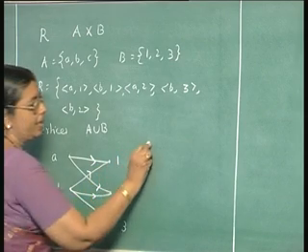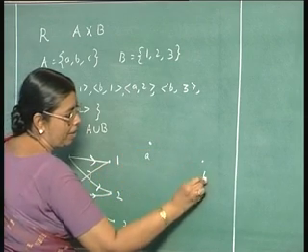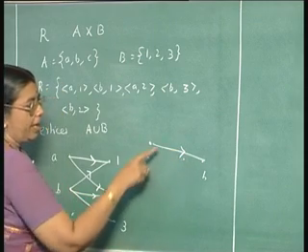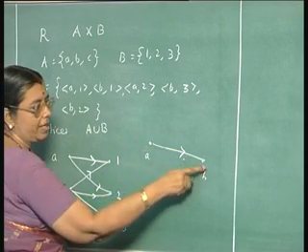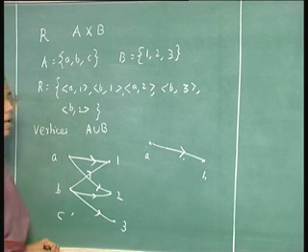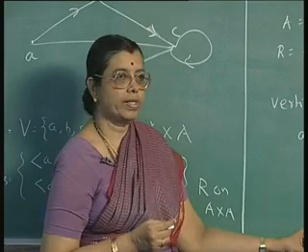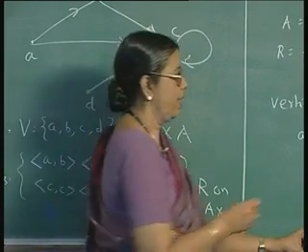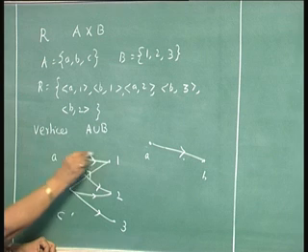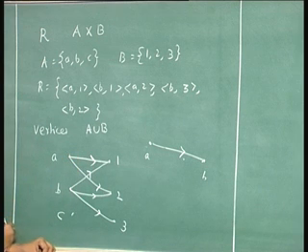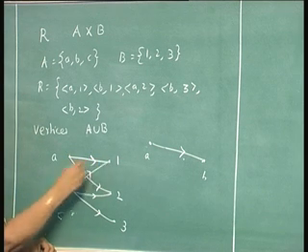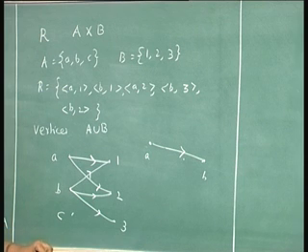When there is an edge between an element a and an element b, it originates at a and terminates at b. The number of edges originating from a vertex is called the out degree of that vertex. The number of edges entering a node is called the in degree of the vertex. For example, here the out degree of a is 2, and the in degree of 1 is 2. So, we will see that.